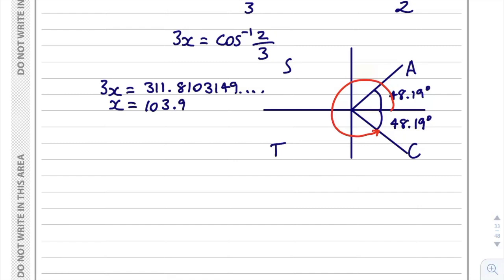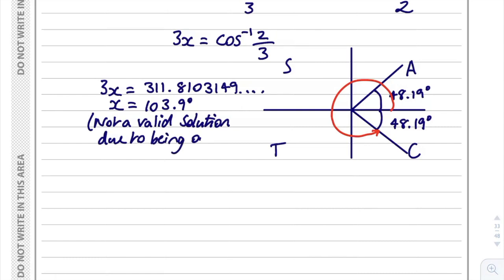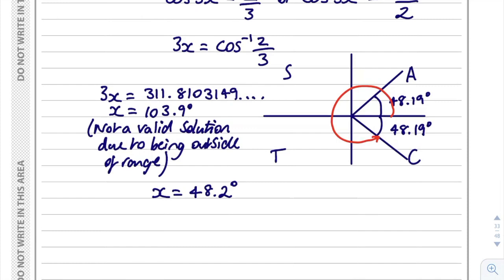103.9. Now my value of x had to be within the region of 0 and 90, so I can't actually include this solution as my answer. So I'm just going to put not a valid solution due to being outside of range. So what that means is my original answer is the only solution to cos 3x equals 2/3 within the range of 0 to 90. That to 1 decimal place is going to be x equals 48.2 degrees.